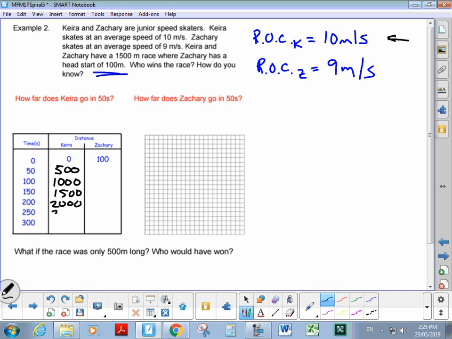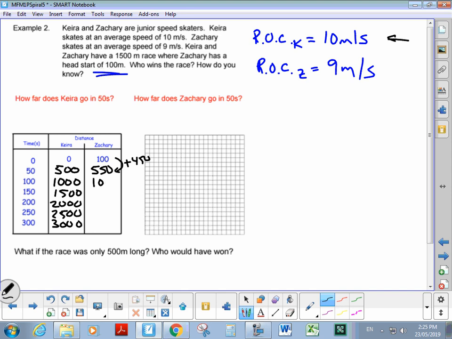So we see that we definitely didn't have to go up to 300 seconds. The race is going to be over before we get there. Now Zachary, he does 9 meters per second. So that means in 50 seconds, he's going to do 9 times 50, 450. Whoops, now I've got to be careful here. So we are going up by 450, so that's 550, and then we add 450 every time.